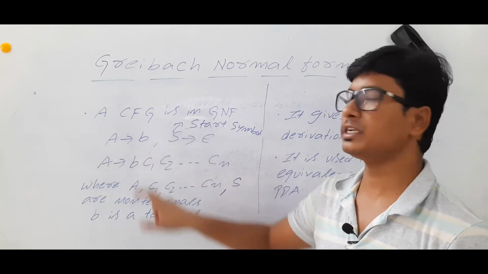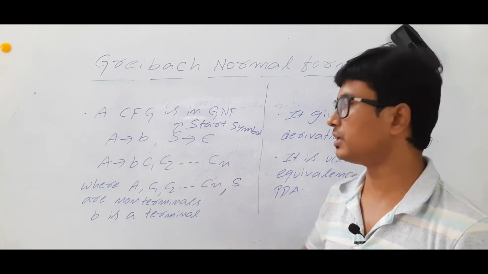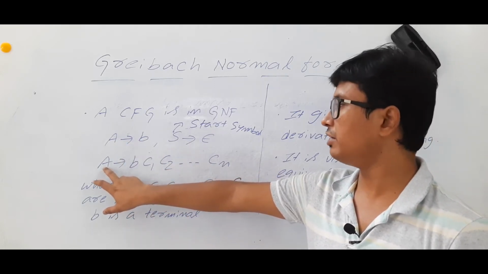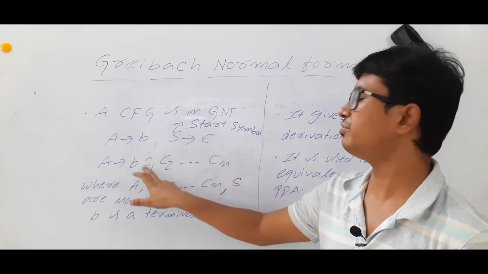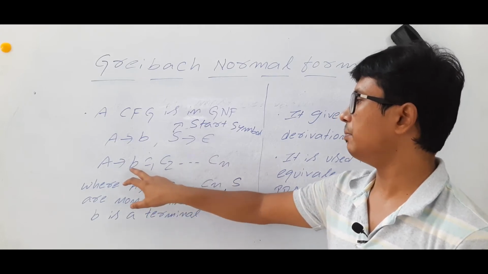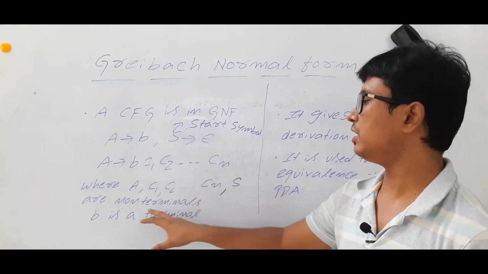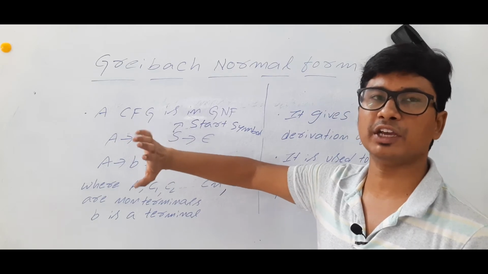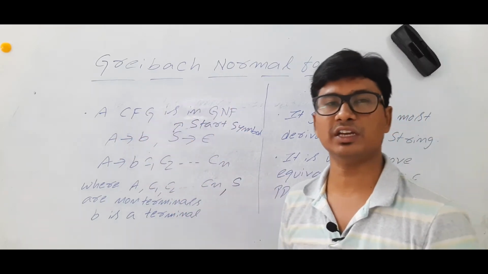A derives B is allowed, meaning A is a variable and B is a terminal. It can also be in another form, where a variable derives a terminal followed by a combination of variables. Is it clear? A derives B C1 C2 and so on up to Cn, where C1 to Cn are the non-terminals. So if any production you have taken from the context-free grammar should be in the GNF, it should follow these three conditions.